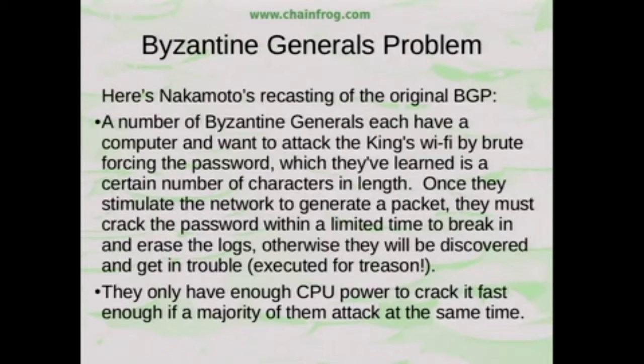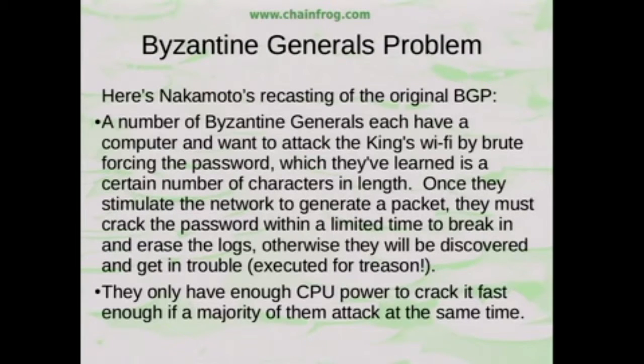And Nakamoto summarized it in quite a neat way that illustrates it better than the traditional problem for blockchains. He said you've got a bunch of these generals, and they've each got a computer, and they want to attack the king's Wi-Fi by brute forcing the password. And they know it's a certain size, so they know that they can crack it through brute force in a certain amount of time, given a certain amount of computer power. And they also know that once they start the attack, they've only got a limited amount of time to hack in and hide that they've done this. Otherwise, they'll get discovered, and it being something going on 1,500 years ago, they get executed.